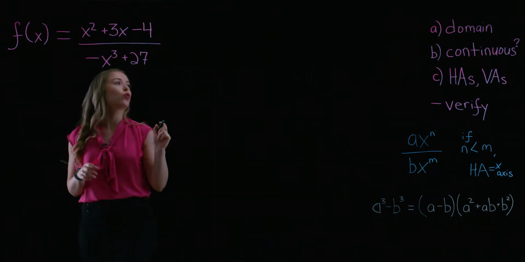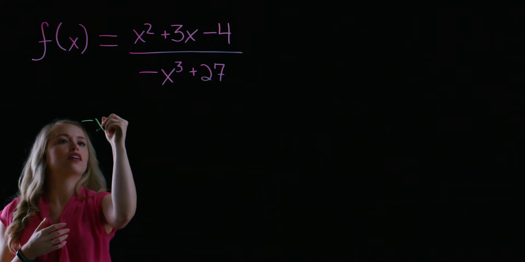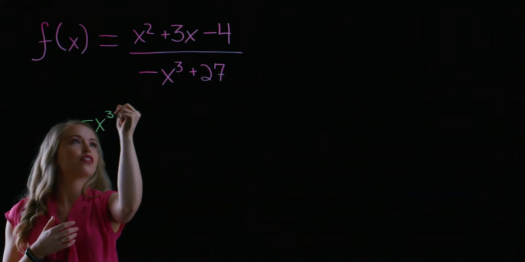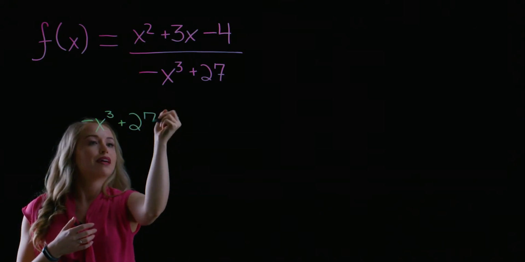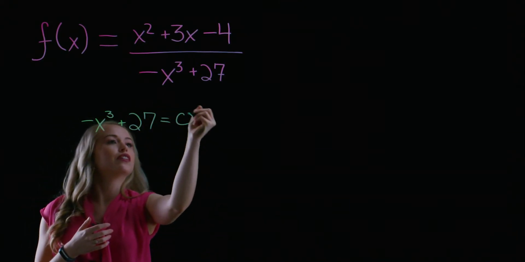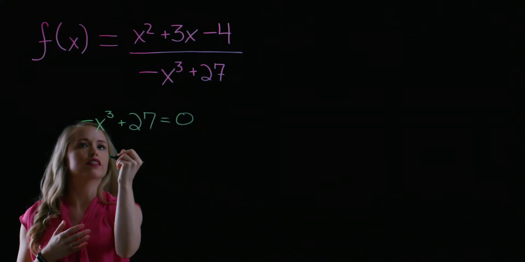Okay, so first we want to start by figuring out the domain of this function. So I'm looking for the possible x values where my function will not work. Now I know that I can never have 0 in my denominator, so I'm going to start by setting my denominator to 0 and figuring out what value of x would give me a 0 in the denominator.